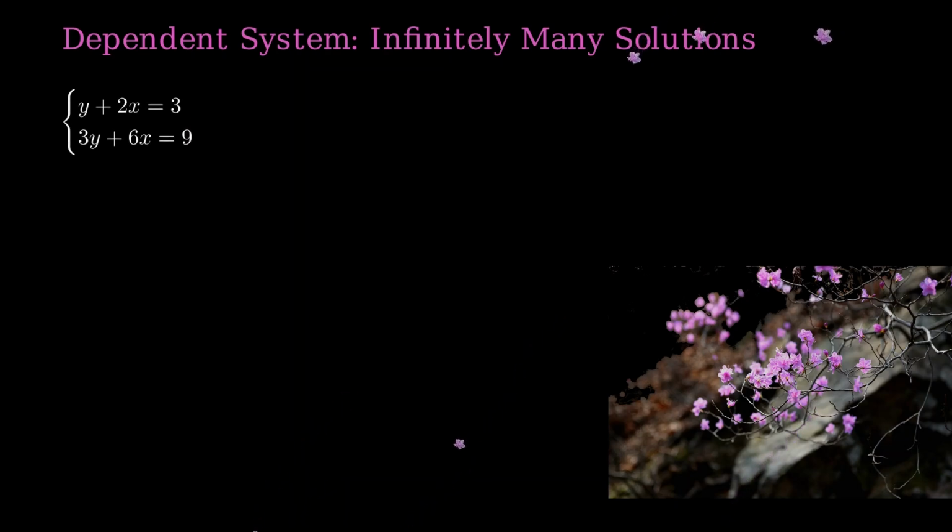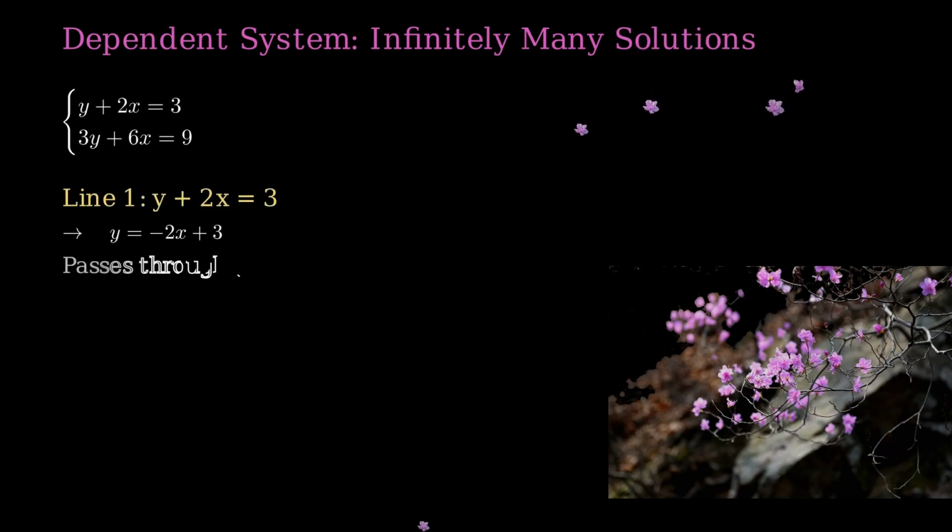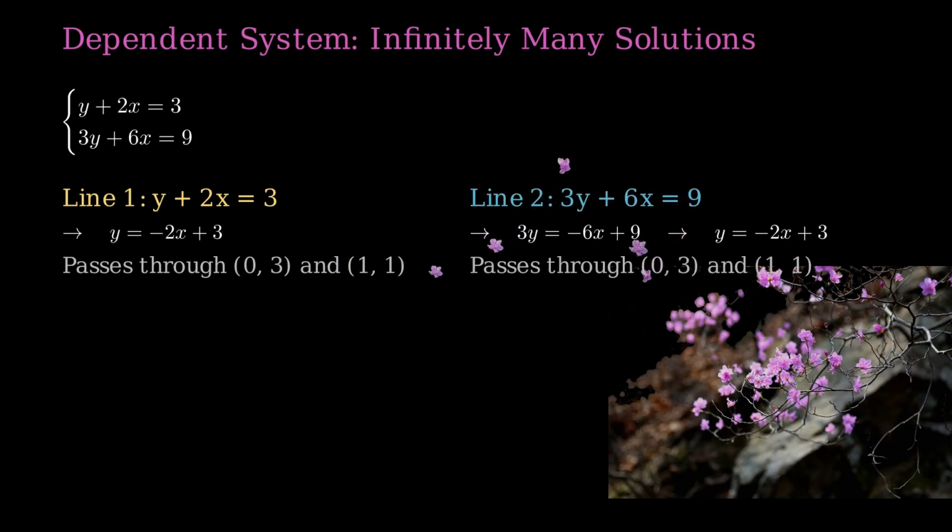Let's solve a dependent system of equations by graphing. Our new system is y plus 2x equals 3 and 3y plus 6x equals 9. First, let's rearrange both equations into slope-intercept form to find their points.